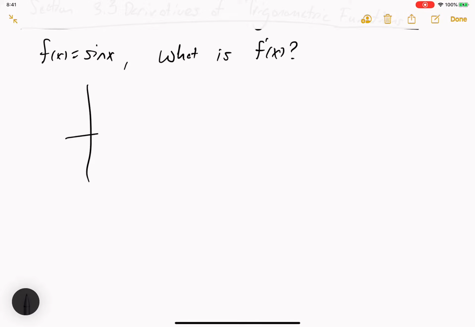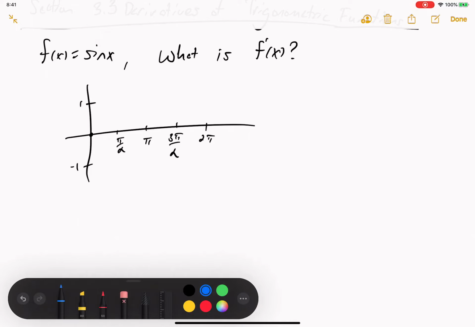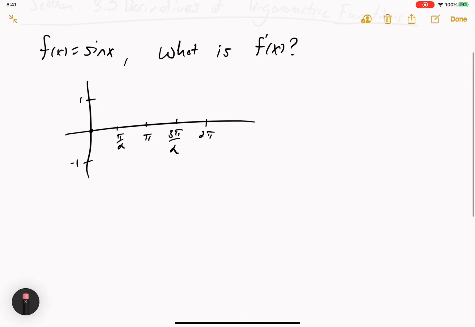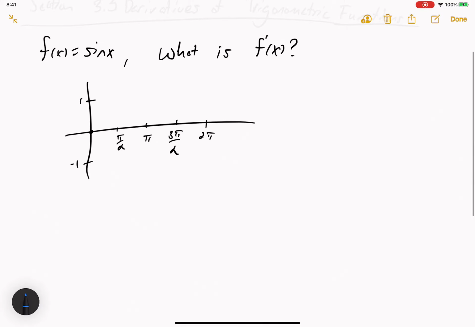So I'm going to try to draw the graph of sine of x. It's going to go between -1 and 1. It's got 0, pi over 2, pi, 3 pi over 2, and 2 pi. We're just going to work on those points, right? So sine of 0 is 0. Well, actually, let me just draw some dots. So, this is going to be for the curve, sine of x.